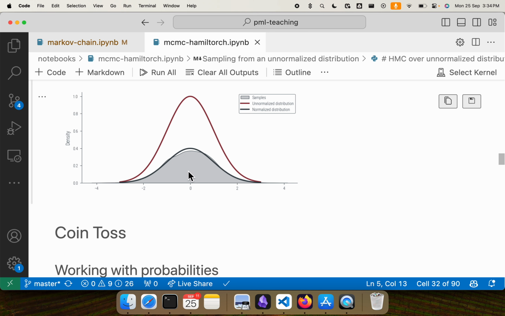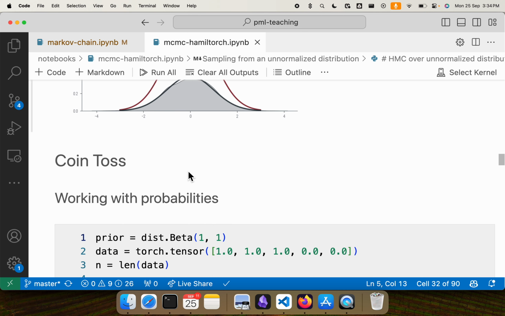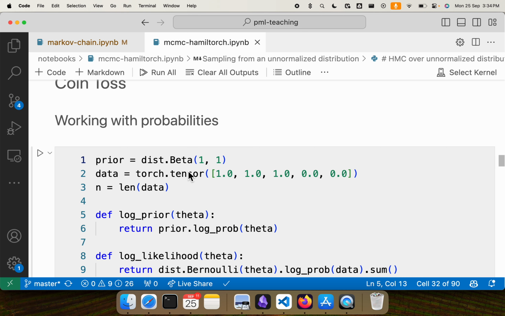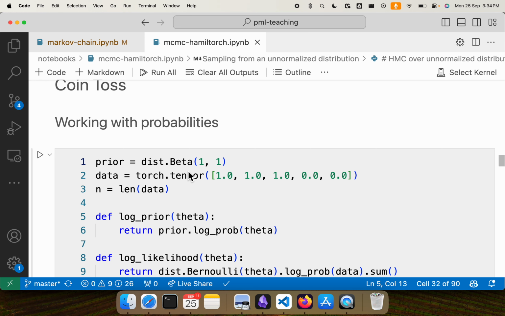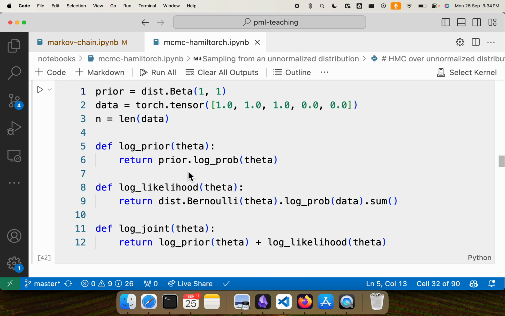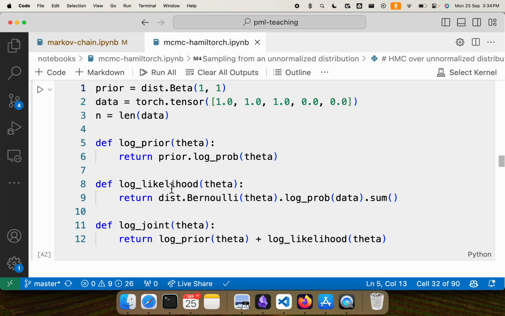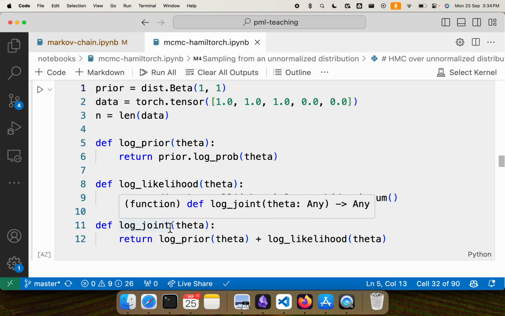And we give it to this MCMC algorithm, and we are able to obtain samples which match the density of the normalized density. Then we took a more realistic example for coin toss where we took the prior and the likelihood. So we start with the log prior, we also get the log likelihood, and therefore we can get the log joint, which is the log prior plus log likelihood.